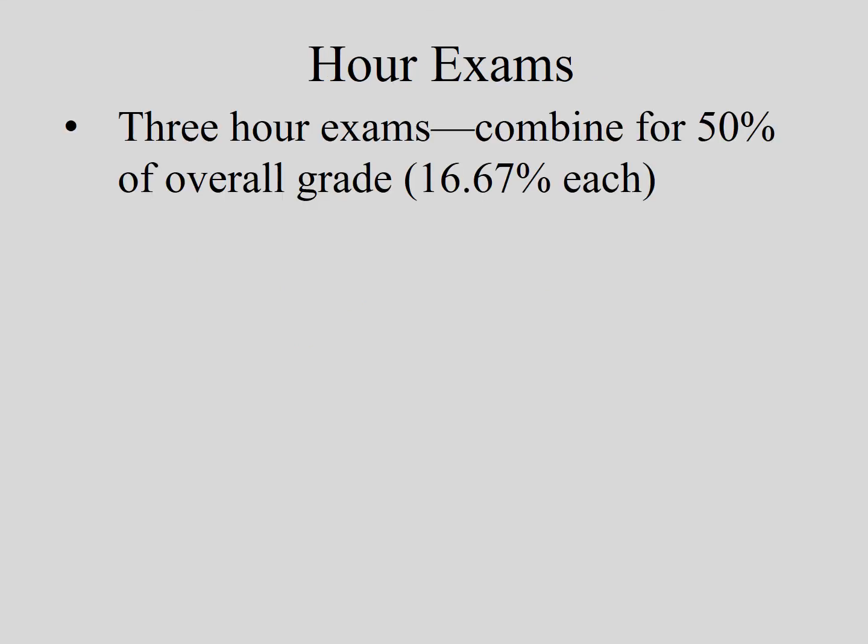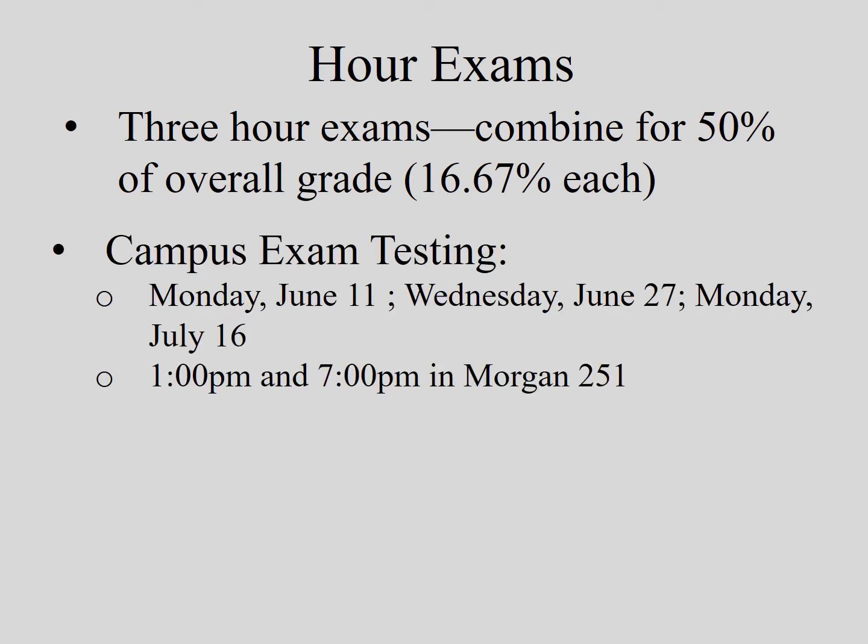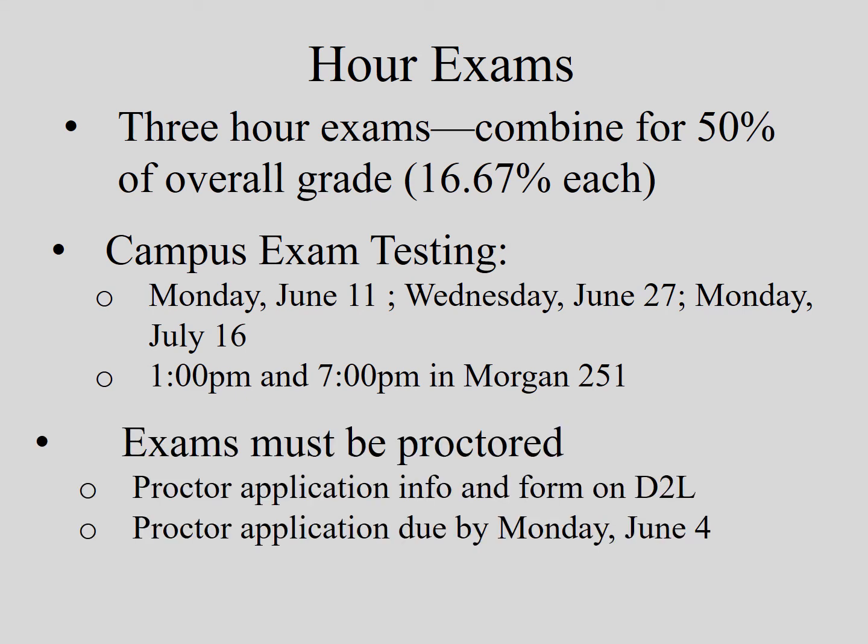We will have 3 hour exams, and these combine for 50% of your overall grade, so 16.67% for each of the 3 exams. The campus exam testing sessions will be at 1 p.m. and 7 p.m. in Morgan 251 on June 11th, June 27th, and July 16th. Your exams have to be proctored. If you cannot attend these sessions, then you need to find a proctor to monitor the exam for you.